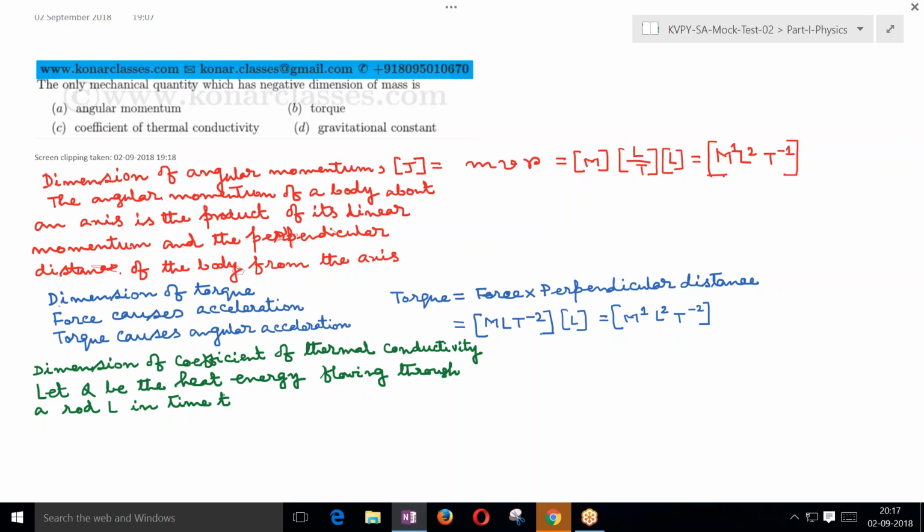Now, as Q is the heat energy which flows over a time period of t, the flow of heat is Q by t, right? So Q by t is the rate of flow of heat through the rod.